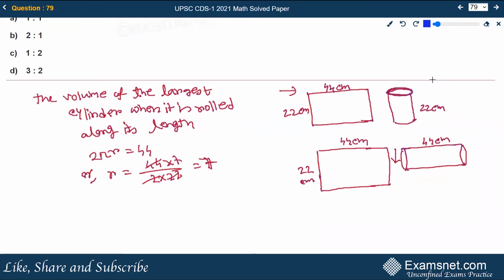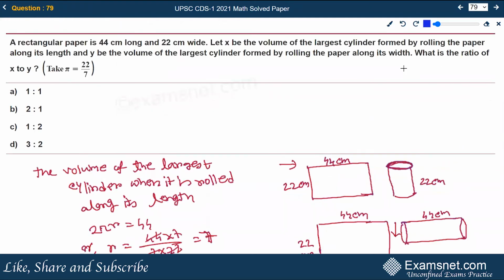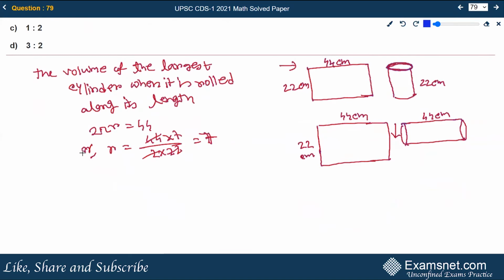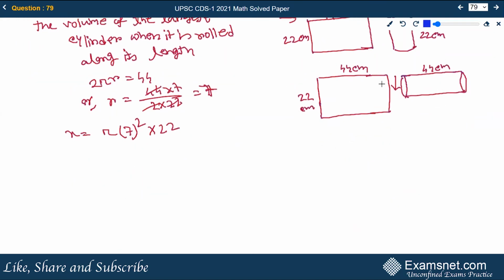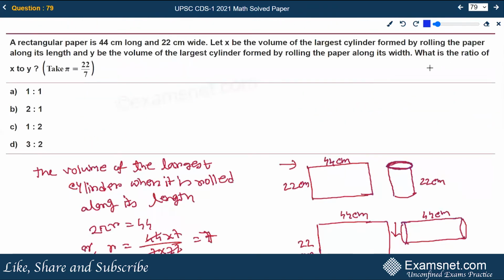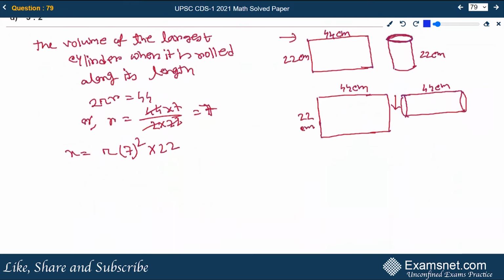So the volume of this cylinder, which we have denoted x, that is x equals pi r square h. The formula is pi r square h, so pi r square is 22. Now let's keep it. When we roll it along its width, right?